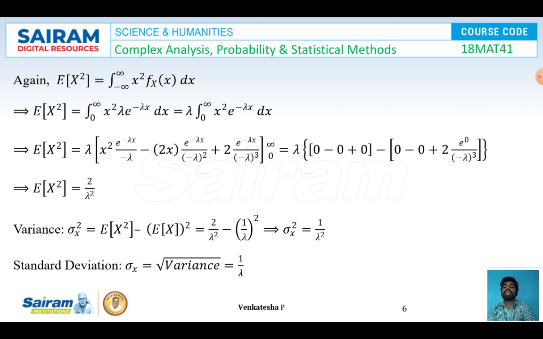So I get expectation of X square is equal to the integral from 0 to infinity of x square lambda e^(-lambda x) dx. Taking the constant lambda outside, the integral from 0 to infinity of x square e^(-lambda x) dx. In this one, I am going to take u as x square and v as e^(-lambda x). I am going to use Bernoulli's condition again.